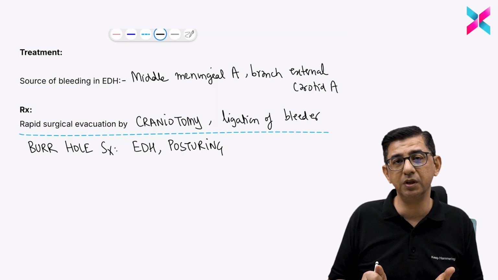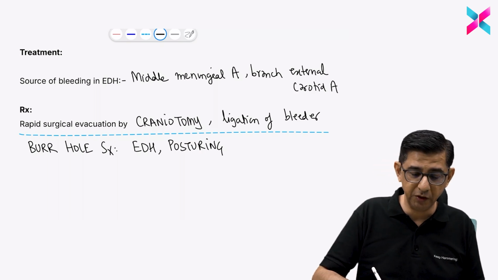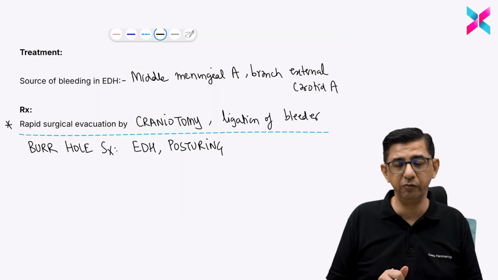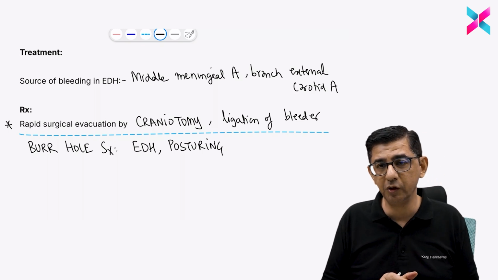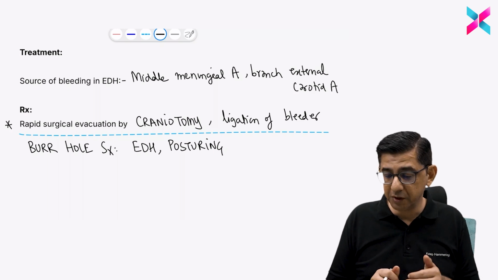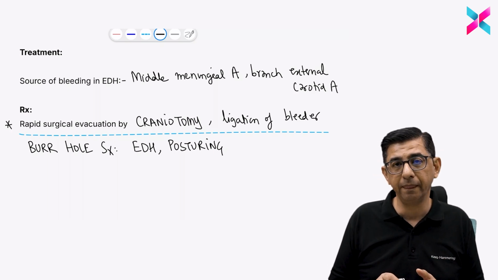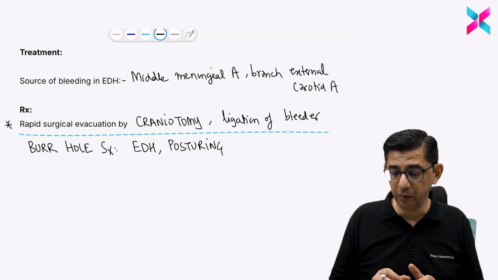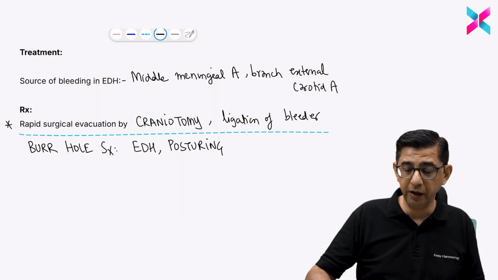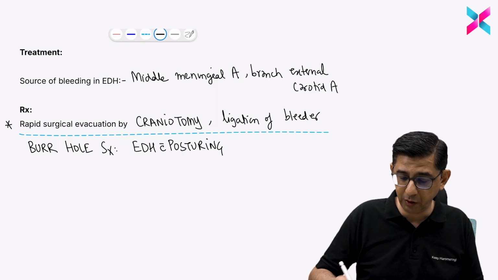But suppose in a question he mentions regarding Burr hole also and rapid evacuation by craniotomy, then the single best answer that we will give in the exam would be that we'll do a craniotomy in this patient with ligation of the bleeder. And only if he specifies that due to administrative reasons or logistic reasons we are not having the facility for craniotomy, and there is posturing occurring in an EDH patient, that is in an emergency scenario, that is when we can be doing a Burr hole surgery.